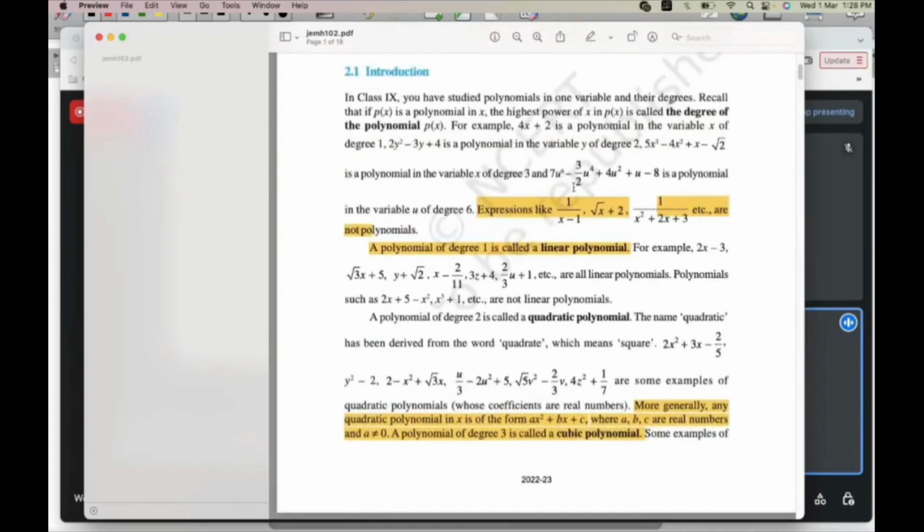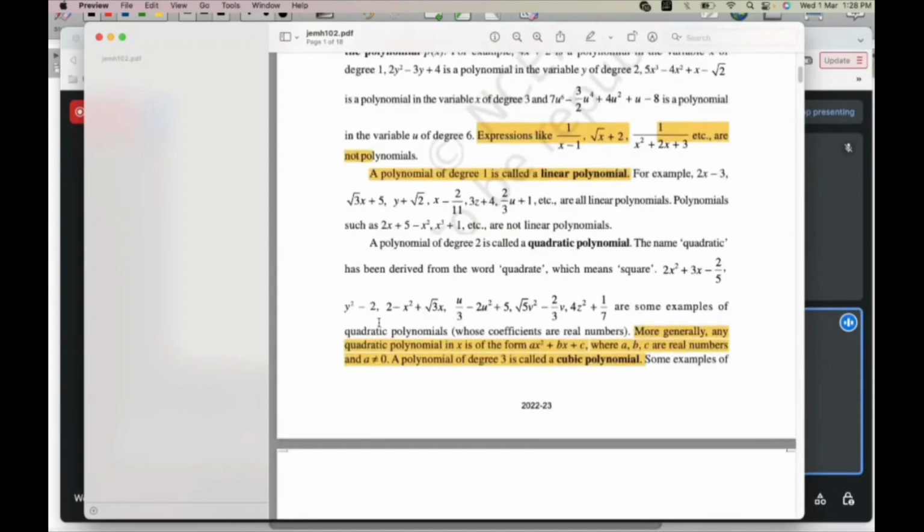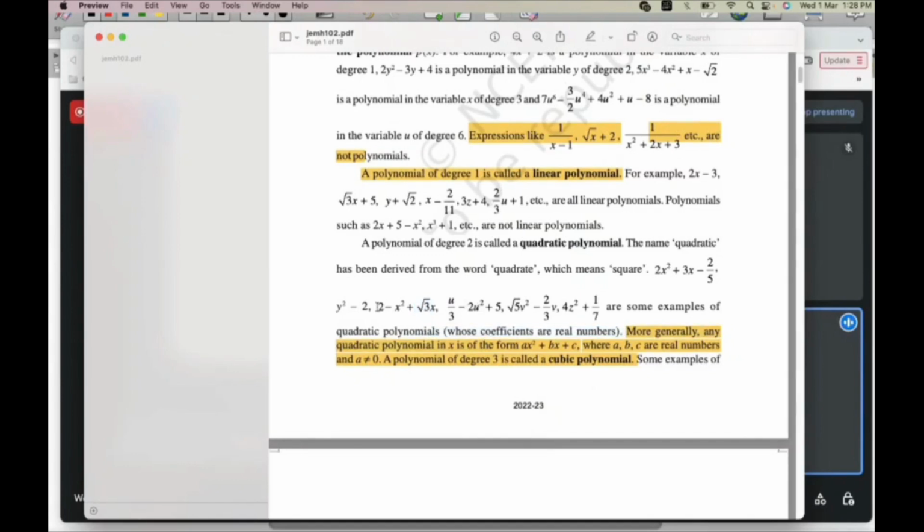So as I mentioned, expressions like 1 upon x minus 1, root x plus 2, 1 upon x square plus 2x plus 3 are not polynomials. And we call what is a linear polynomial, what is a quadratic polynomial. Here too, if the coefficient is irrational, it doesn't matter. A quadratic polynomial is one whose coefficients are real numbers. So you should not get confused if the coefficient is irrational. Even if it is irrational, it is still a polynomial. Even if it is a negative integer or fraction, it will still be a polynomial.